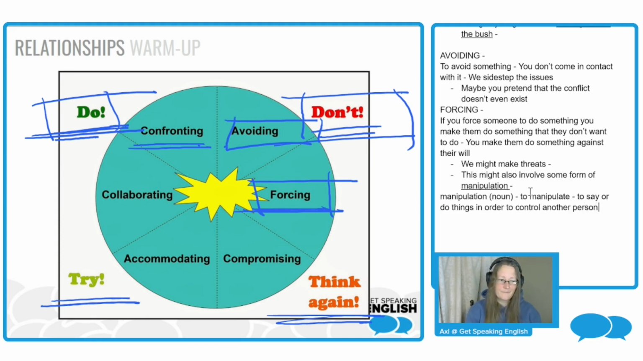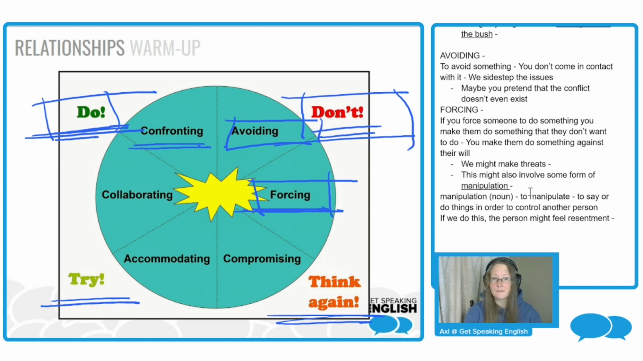Right? It's a very negative thing. We don't want to manipulate people. We don't want to use manipulation tactics to force them into doing something they don't want to do. So that is not a good way to problem solve, right? It's really bad. If we do this, the person might feel resentment, which is not a good thing.